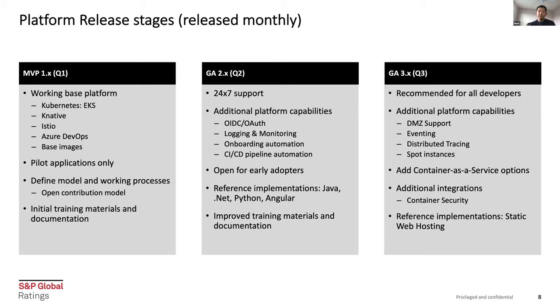And in Q3, we are going through more maturity. So now we have Knative function as a service running in DMZ. So we have an external facing application that's using this capability now. And we have distributed tracing and we're using spot instances for all of our clusters. And we also introduced containers, right? Container as a service, because not everything can go to Knative. We have commercial off the shelf products that we don't manage the code for. And we also introduced container security. For us to go to DMZ, we want to make sure our images and our runtime are secure. We can go to the next slide.